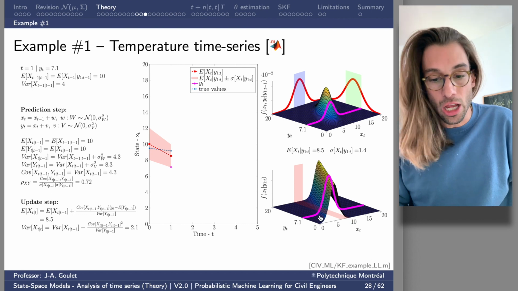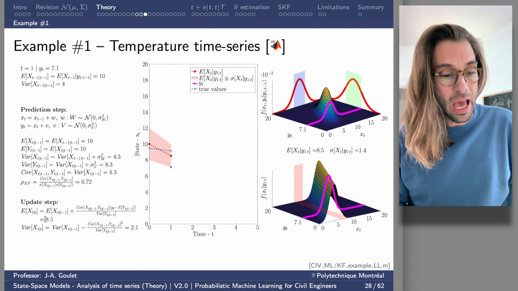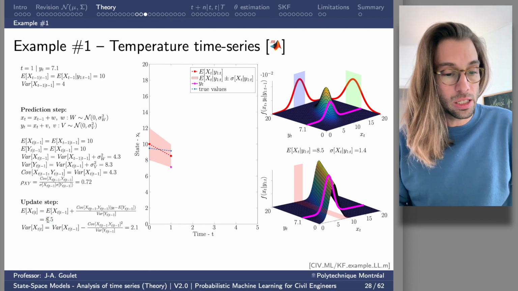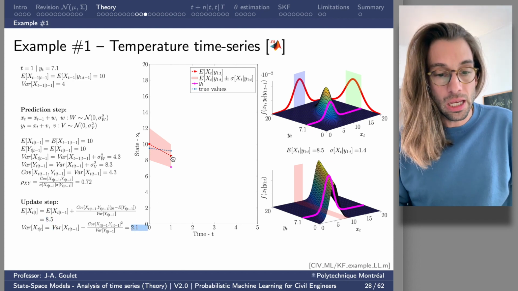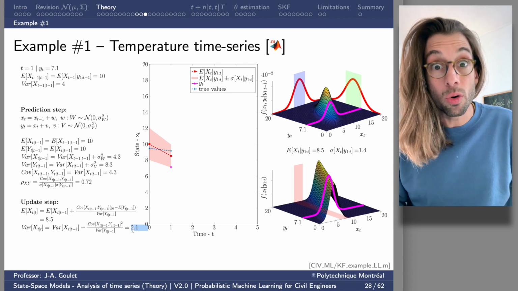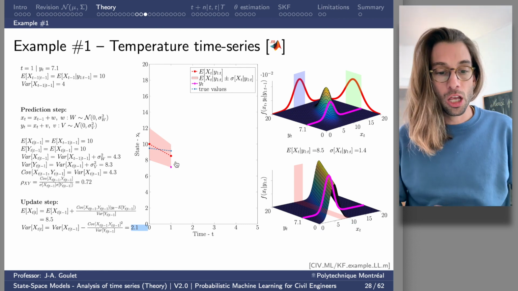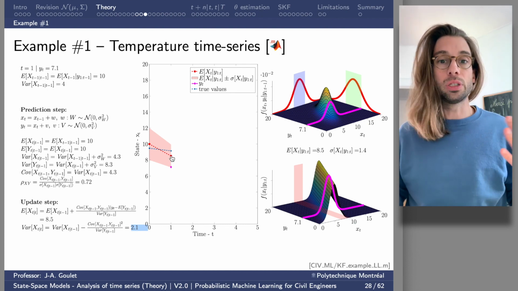And we can obtain the expected value and variance for this posterior knowledge being 8.5 and 2.1. Okay, so this is the posterior expected value and posterior variance. So you see the expected value of 8.5 is the point I have here, plus and minus 2.1, the square root of 2.1, which represents plus and minus 1 standard deviation. So this is my current knowledge at time t equal 1 for what the actual temperature could be.